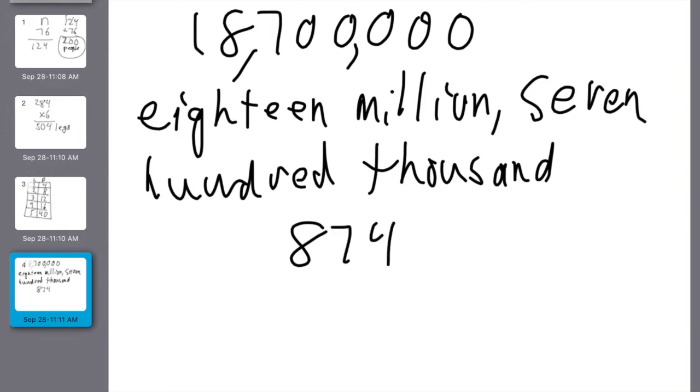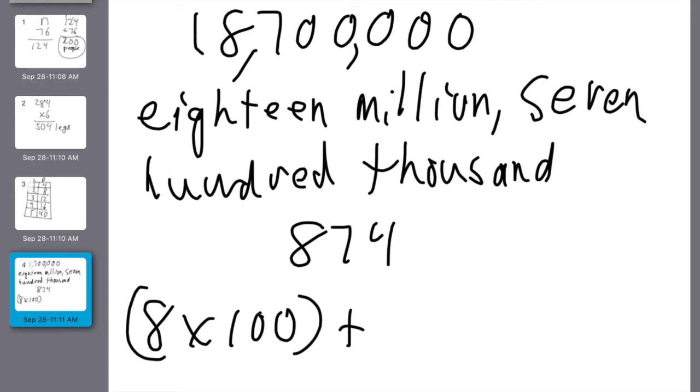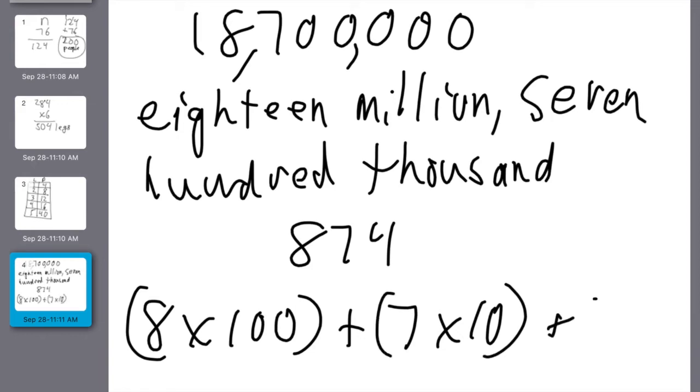B says, please write an expanded notation. So I have 874, guys. Watch expanded notation. 8 times what position is it in? It's in the hundreds position, so it's 8 times 100. Plus 7, what position is it in? It's in the tens position, so it's times 10. Plus 4, what position is it in? In the 1s. So notice the parentheses that we have there. That's expanded notation.